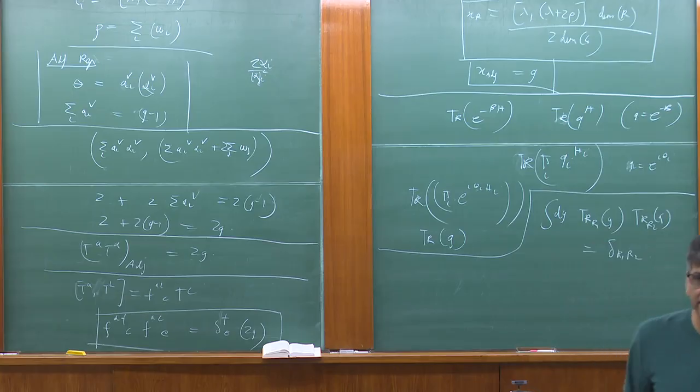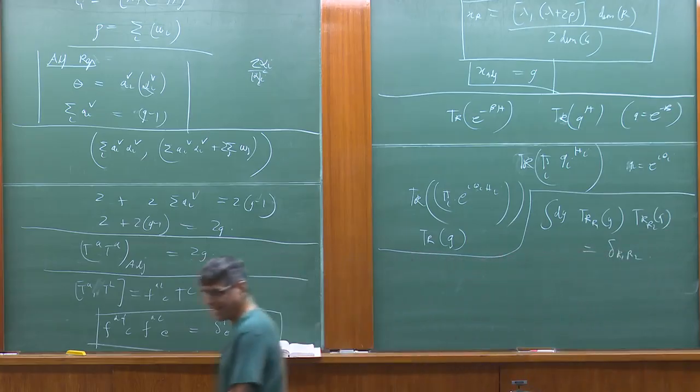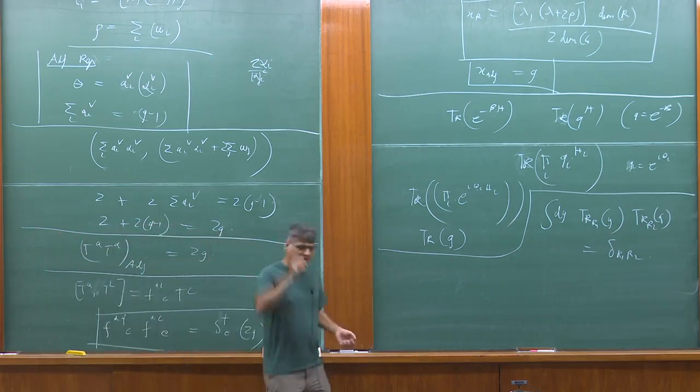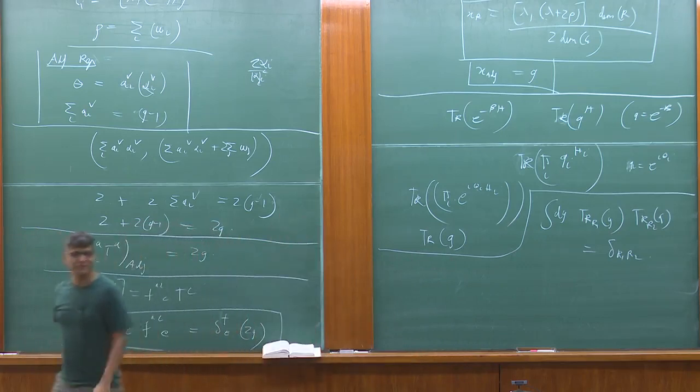Okay? There are two things about characters that I wanted to briefly discuss. The first thing is a very explicit formula for these characters, which I'll give you an abstract version of. And then for SU(N), I'll make it concrete.